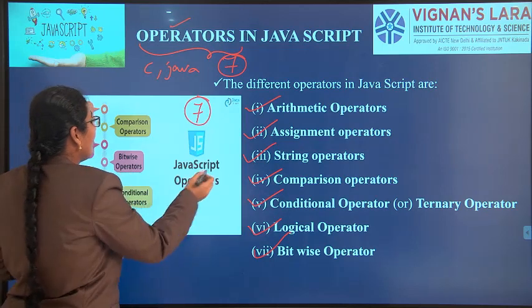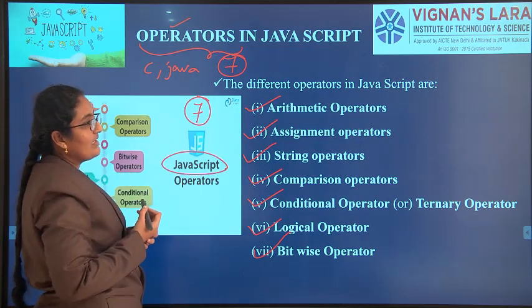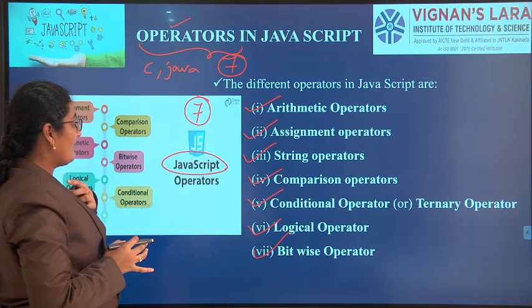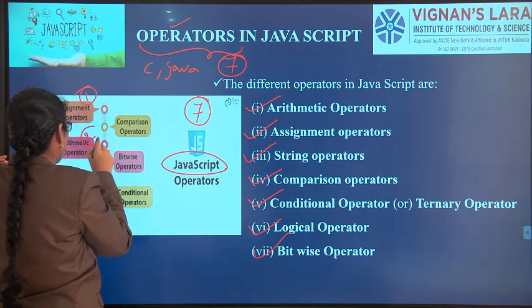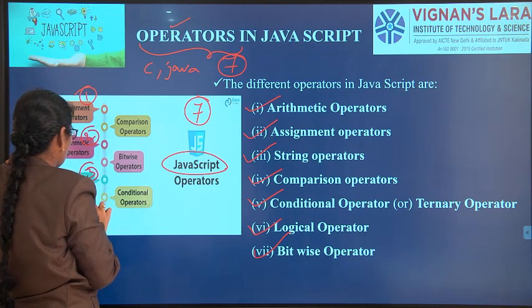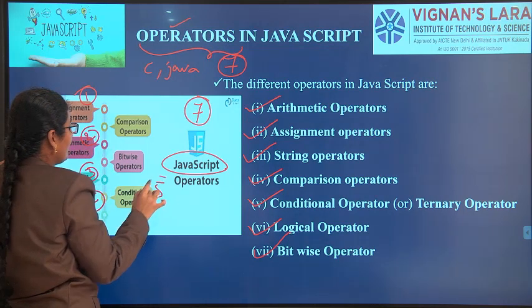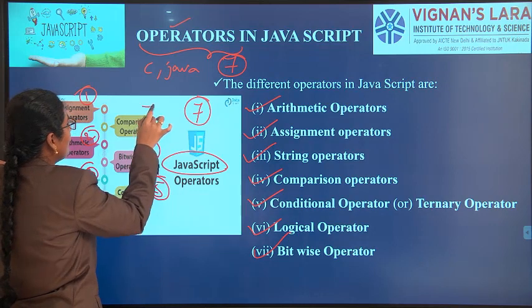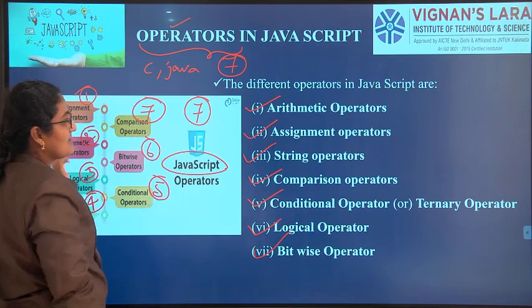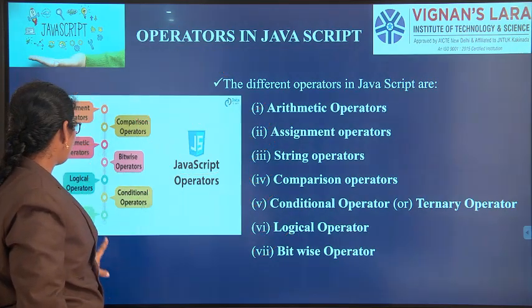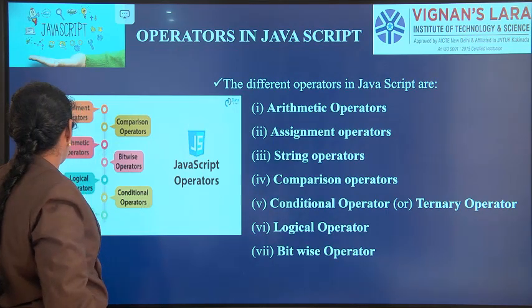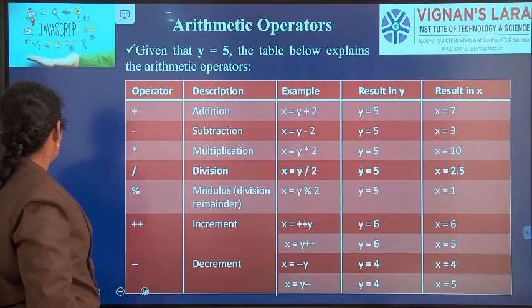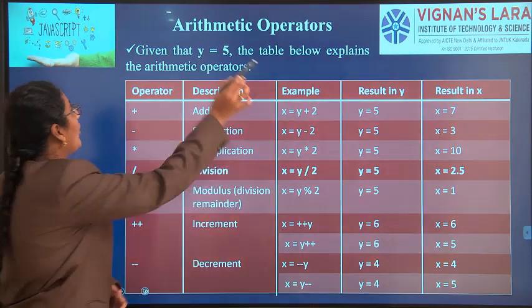What is JavaScript? Why are we using JavaScript? All that you have seen in the previous video. Now what do we want? Assignment operator, arithmetic operator, logical operator, string operator, conditional operators, bitwise operators, comparison operators. These 7 we want to discuss. So we'll see one by one what the operators are. So first one, arithmetic operators.